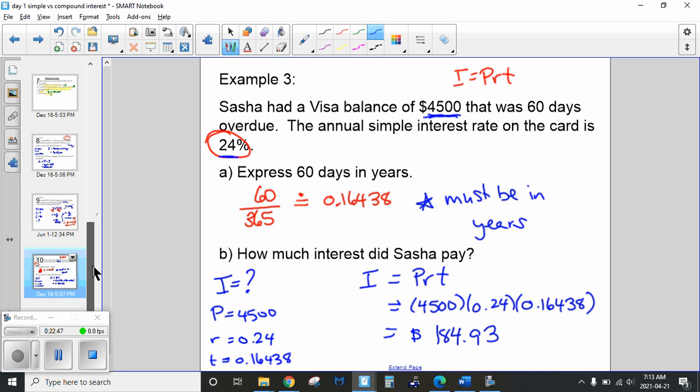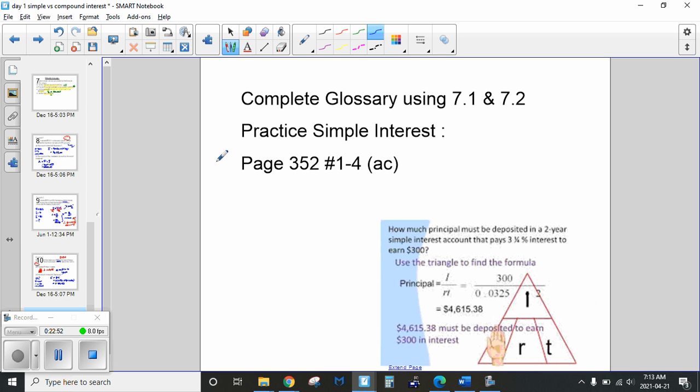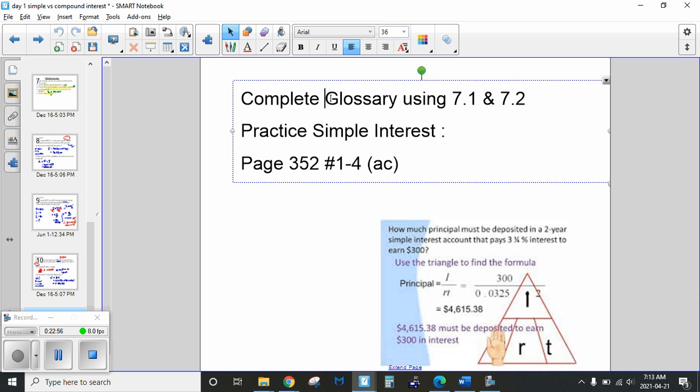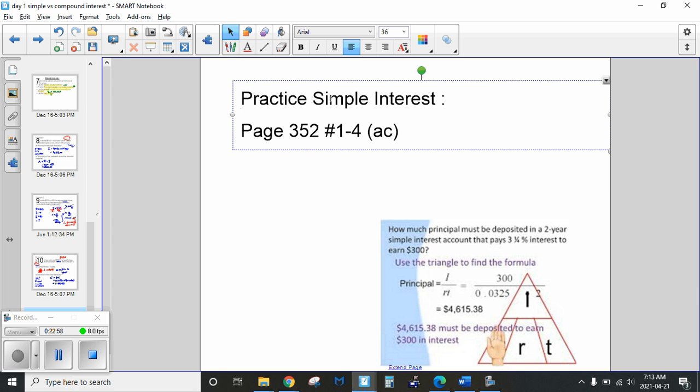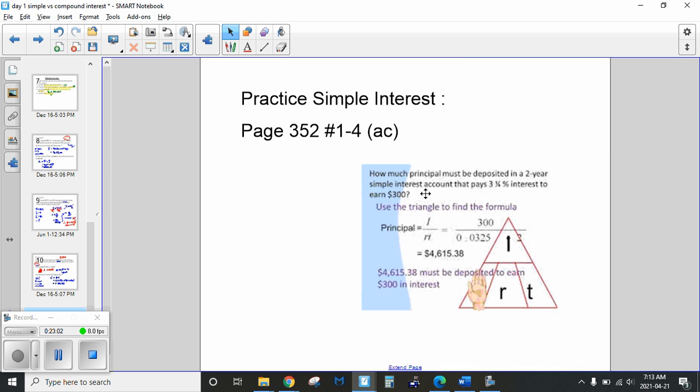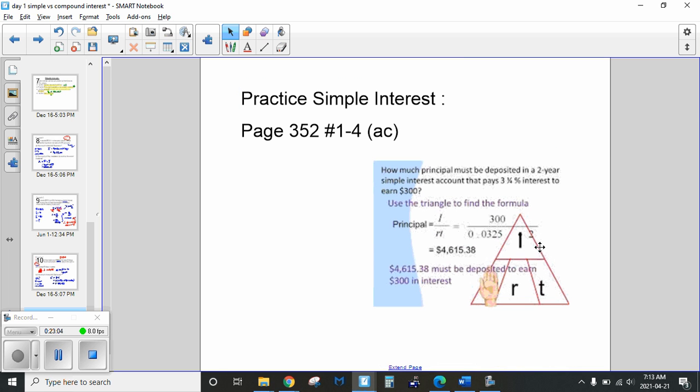Okay, so that's it for the note. Simple interest. So that's what our questions were all about here. I've included this little picture. I'm not sure if you've used one of these triangles before to do rearranging, but it's a tool that I've seen some people use in science classes, sometimes in math too.